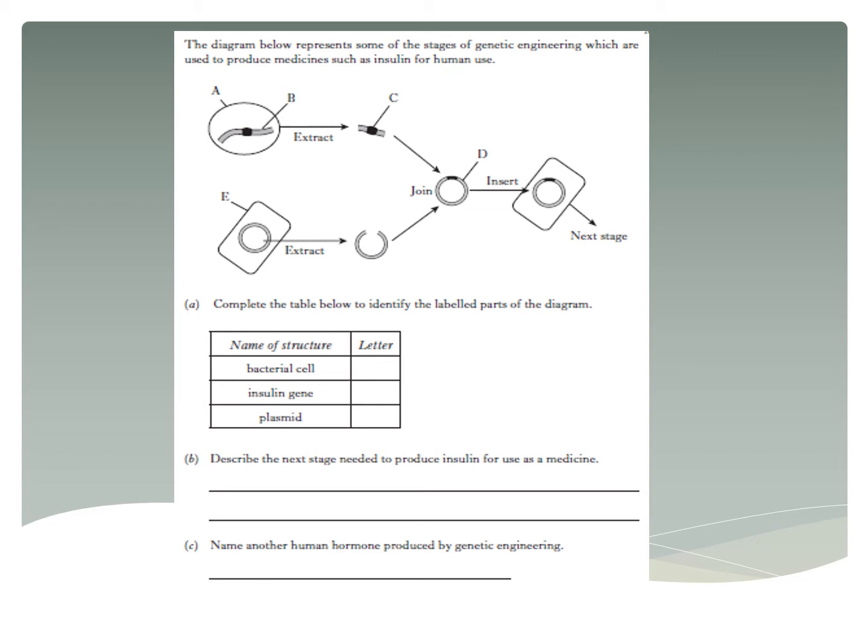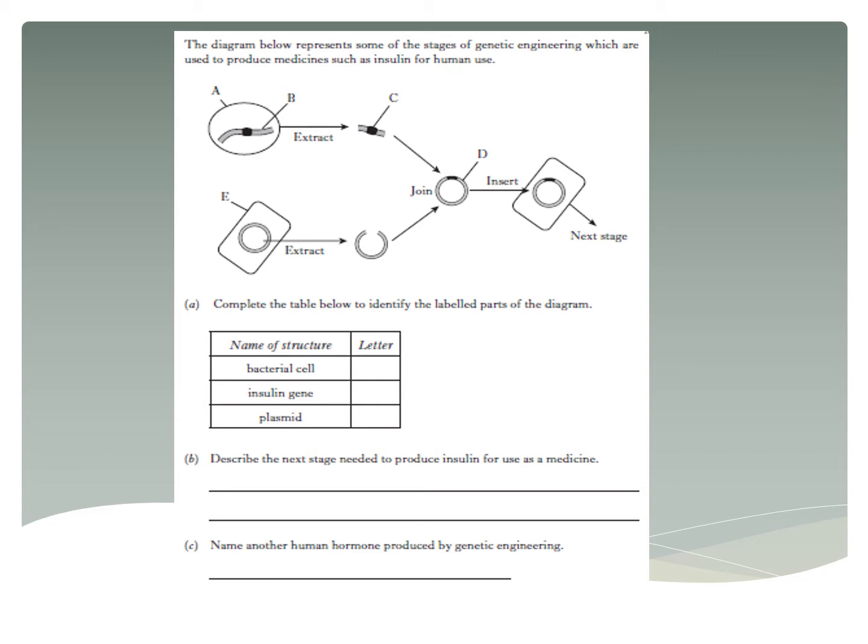So bacterial cell, what the letter is; insulin gene, what the letter is; plasmid, what the letter is. Then for B, you've got to describe the next stage needed to produce insulin for use as a medicine. And for C, name another hormone produced by genetic engineering. If you want to, pause it and try to answer the questions.